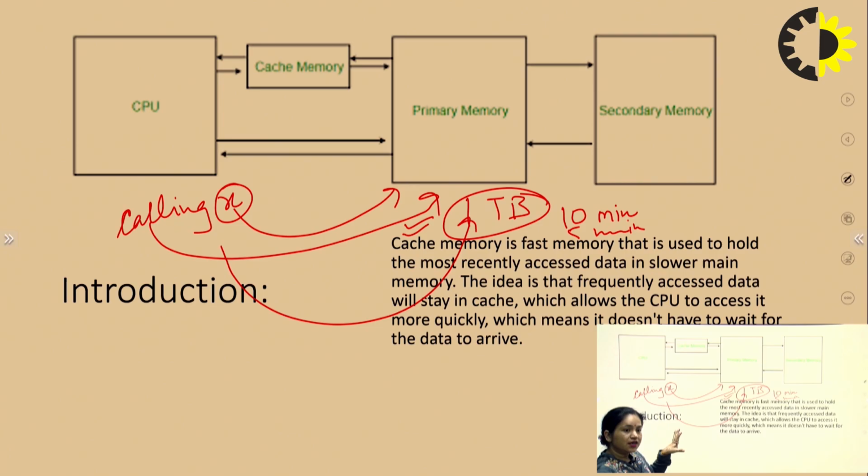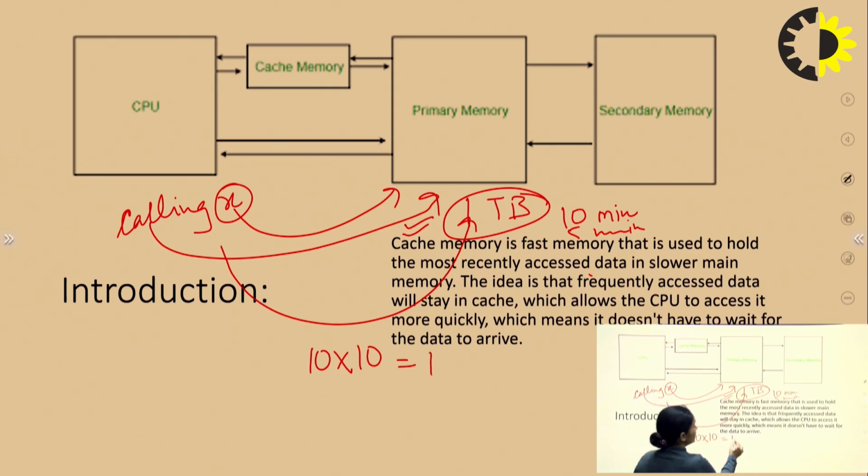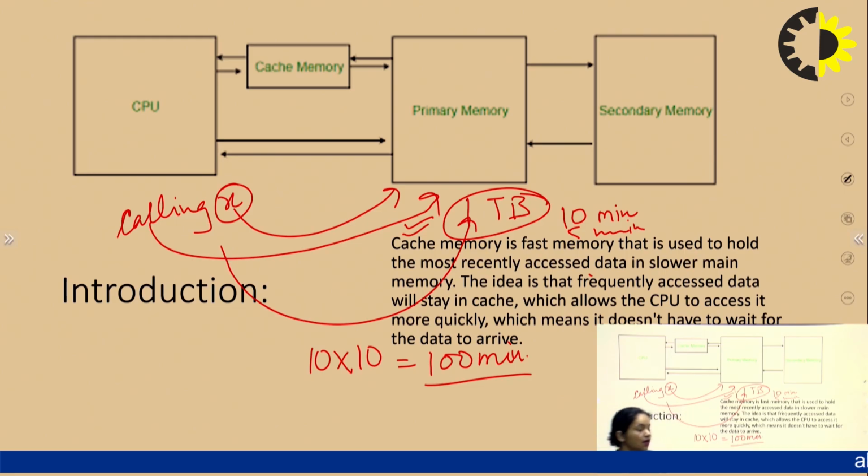Suppose the same data is being executed 10 times. The time taken to search the data, fetch it, give it to the CPU and execute it is a certain time, and if it is asked for 10 times, that time will be multiplied by 10. So if I say 10 minutes, then calling it 10 times will be 100 minutes, right?